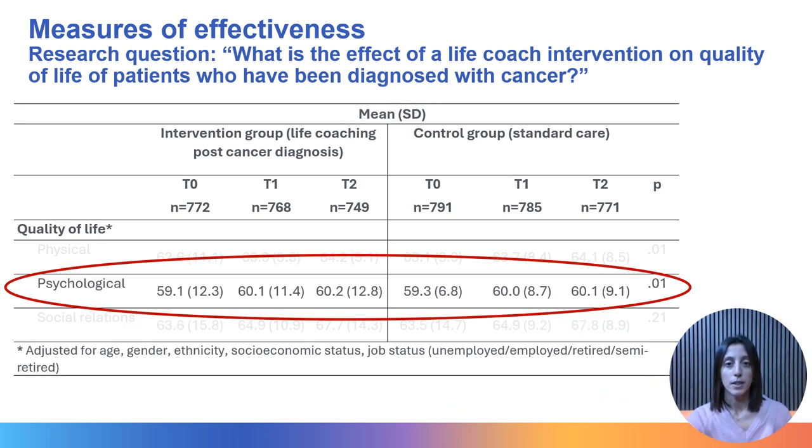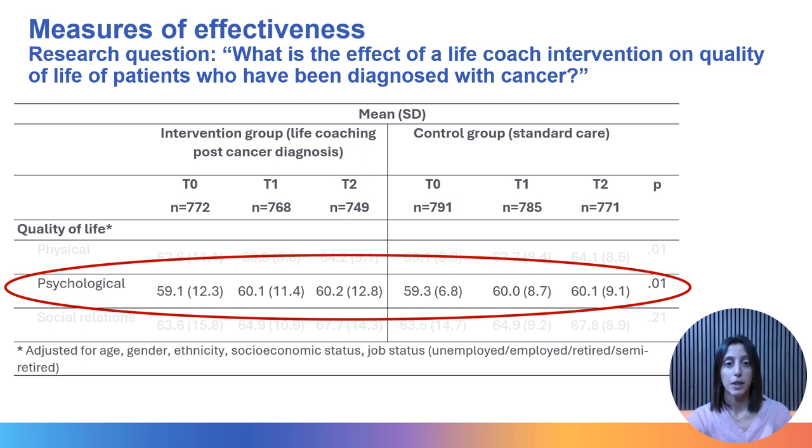Let's focus on the psychological dimension of quality of life. We can see that the mean has increased from T0 to T2 in both the intervention and the control group, which suggests that participants in both groups were typically able to cope psychologically well post-cancer diagnosis. But is there an effect of the intervention?